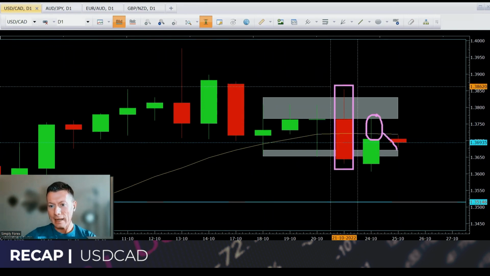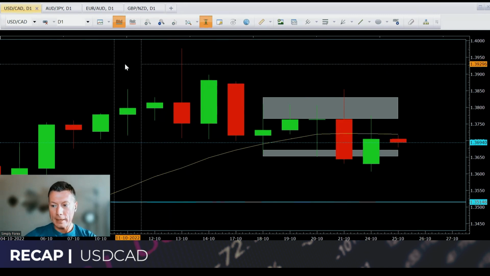So at least down to this grey zone, I think is possible, and then even potentially this. All right, guys. So US dollar, Canadian dollar. Yeah, lots of interesting things to talk about with this pair, and we're in profit so far. All right. Okay, so that was US dollar, Canadian dollar from yesterday.